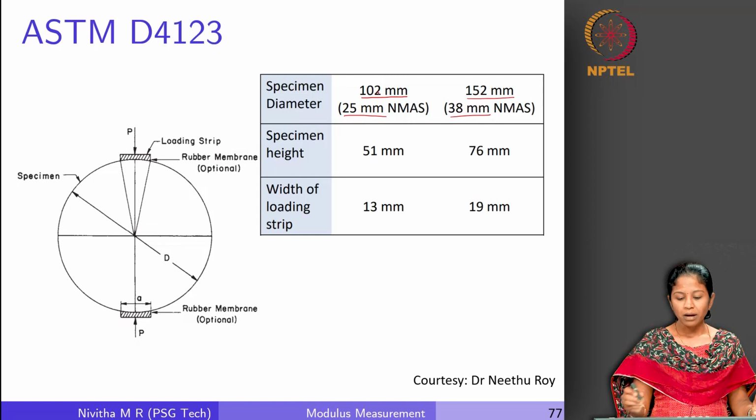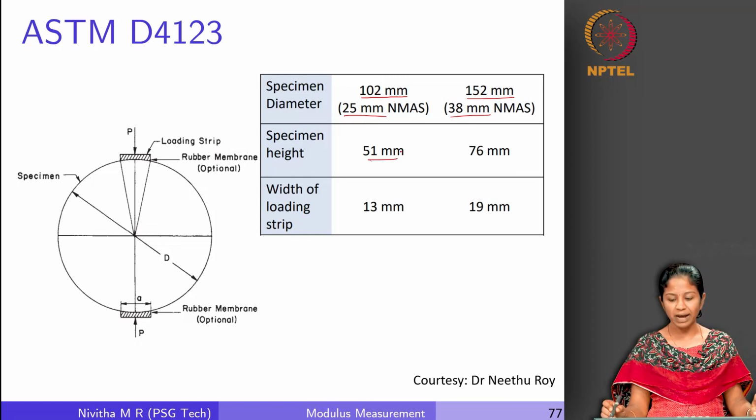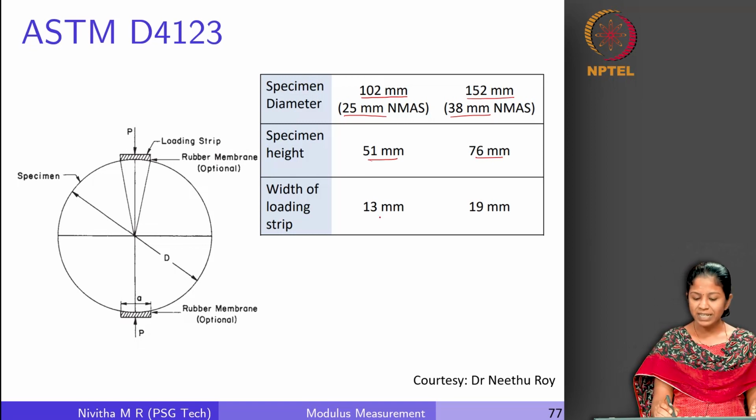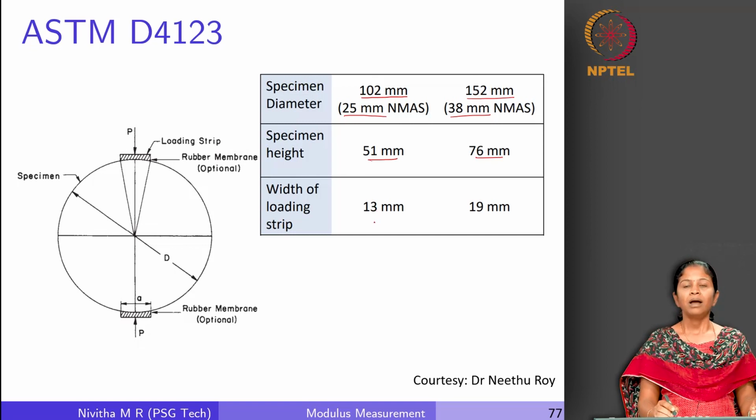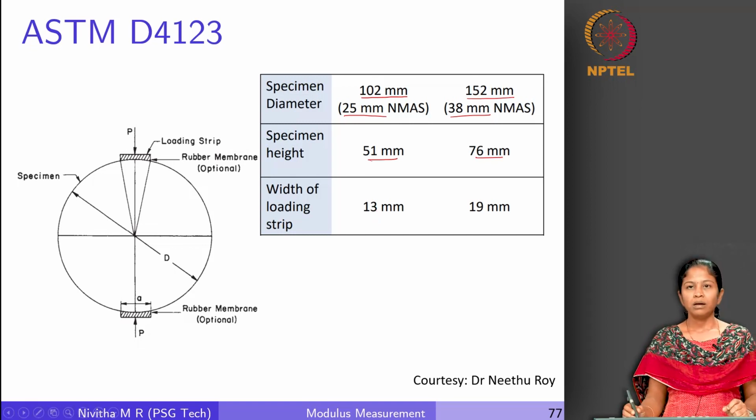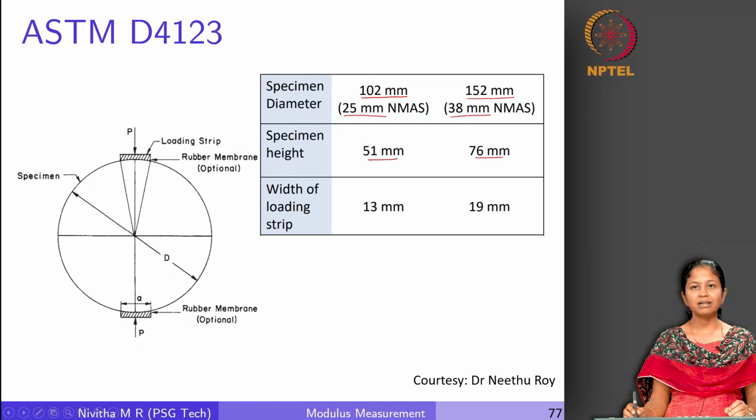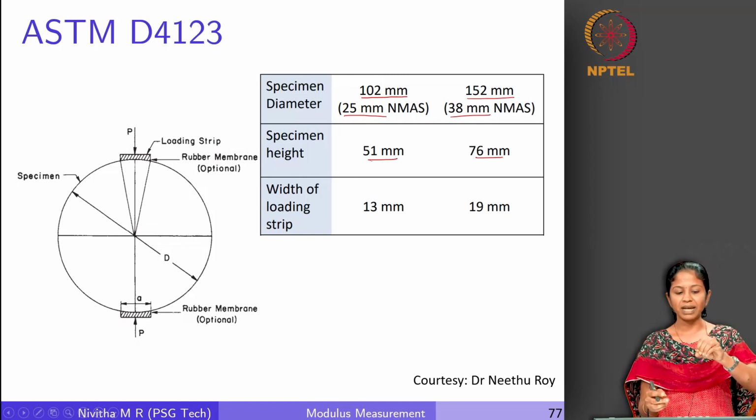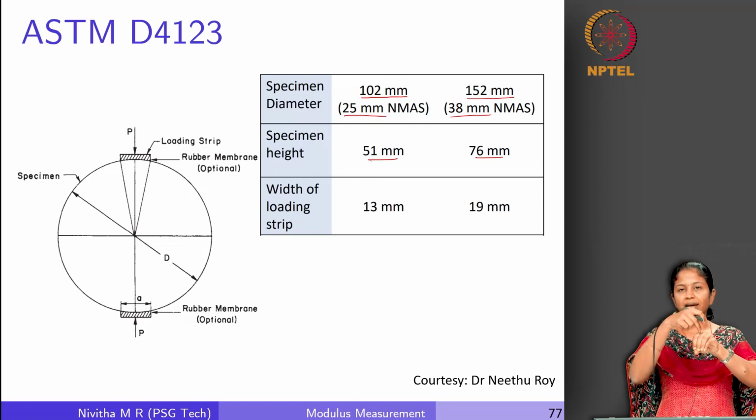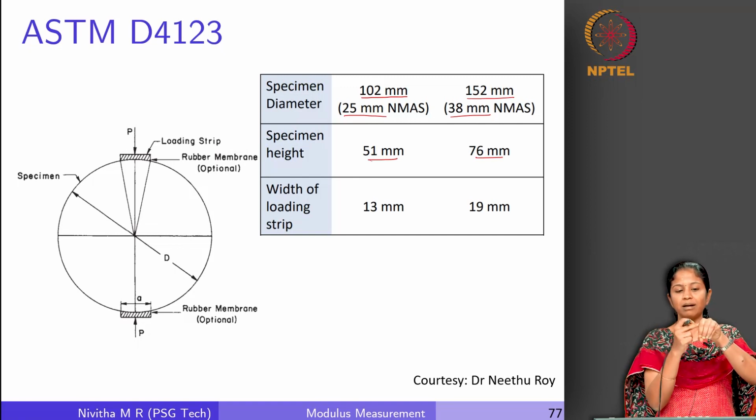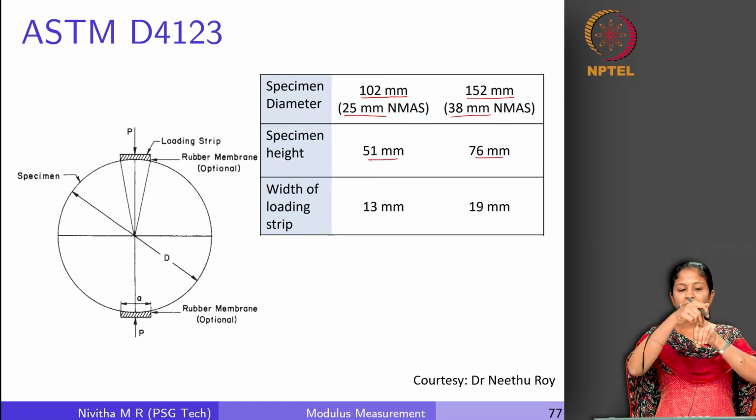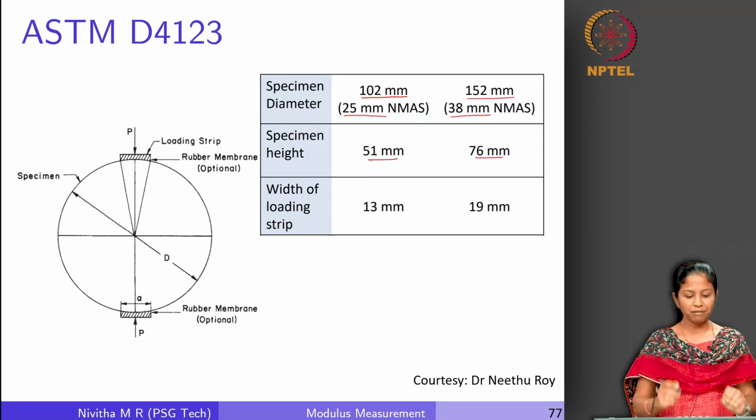If we have a 100 mm diameter sample, we have approximately 50 mm as the sample height, and if we have a 150 mm diameter sample, we have 76 mm as the sample height, which is kind of half of the diameter. And there is also a loading strip which has to be placed on the sample for the testing purpose. If you look at the sample, it is basically a cylindrical sample. We place the cylindrical sample like this and we apply the load over the diametral plane. So, this will be the cylindrical face of the sample. We will be applying the load here on the diametral face of the sample.